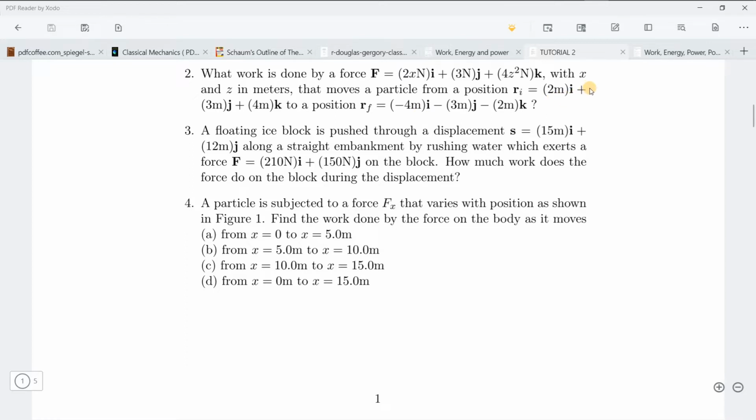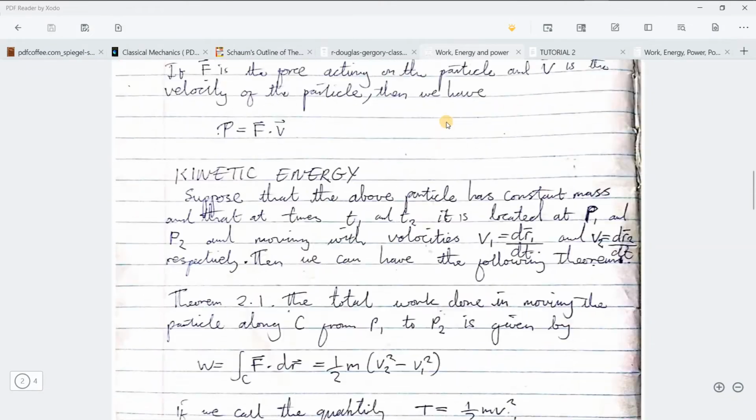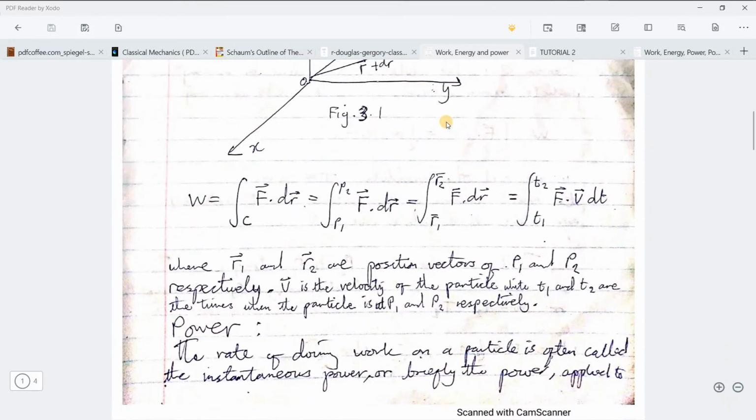Okay, so let's look at our solution now. Let's look at how to solve this problem. Here we are looking at the solution to this problem. As you can see, this is our example 1. Last time we saw in the notes that work is equal to the integral of F dot dr from Ri to Rf, or R1 to R2, which is the same as R initial to R final.